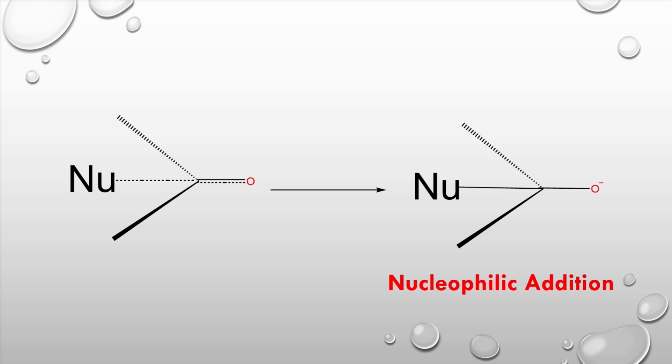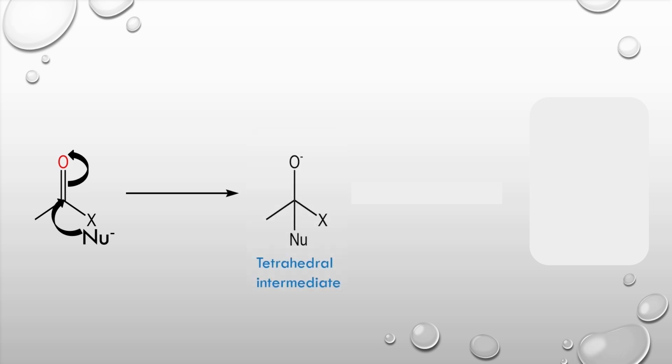Now imagine we add a nucleophile to the carbonyl group, and this time, instead of conversion of C=O to a C-O single bond, some group attached to the carbonyl carbon leaves the molecule, and the attacking nucleophile takes the position of the leaving group. Then we call this a nucleophilic substitution reaction.